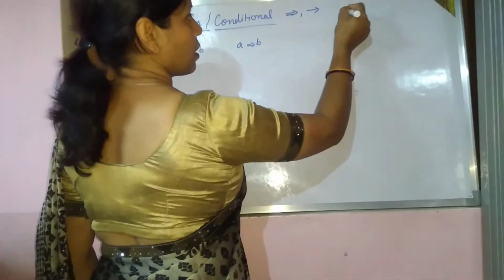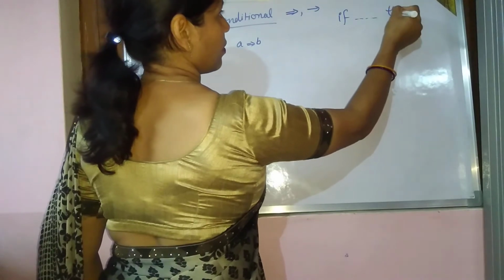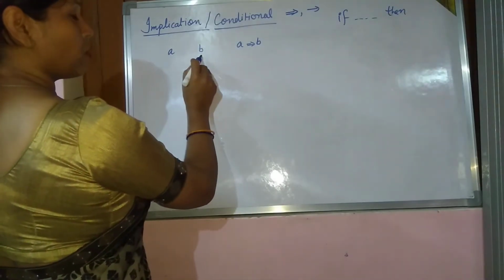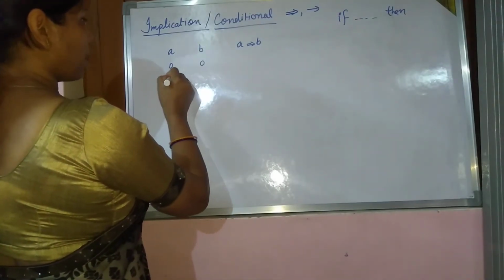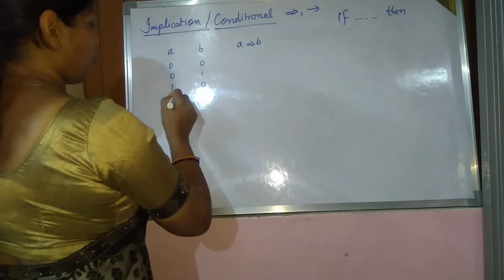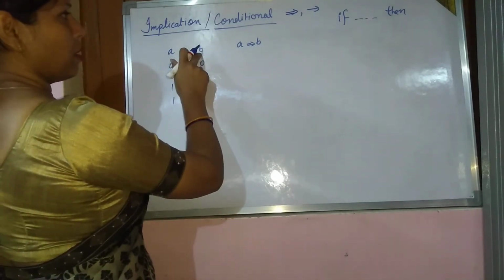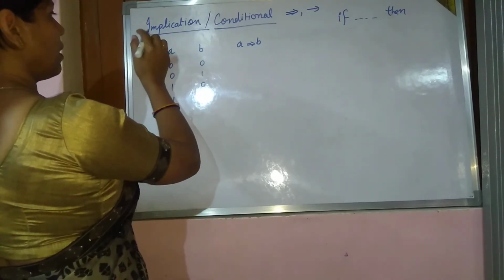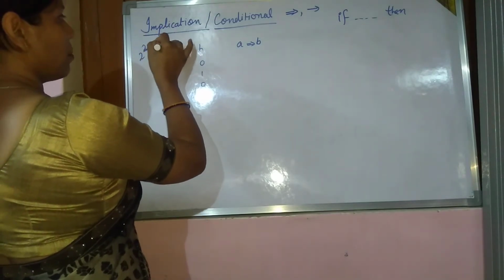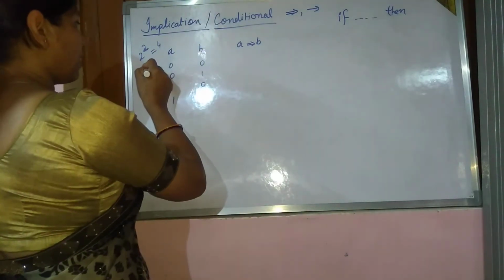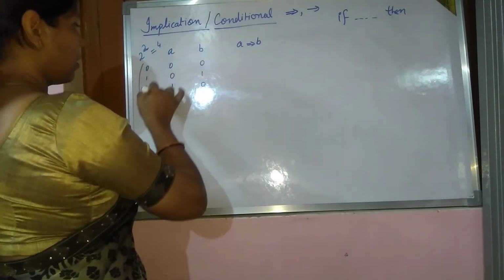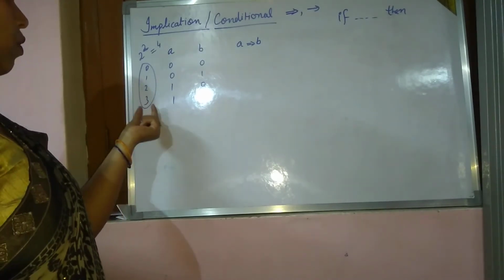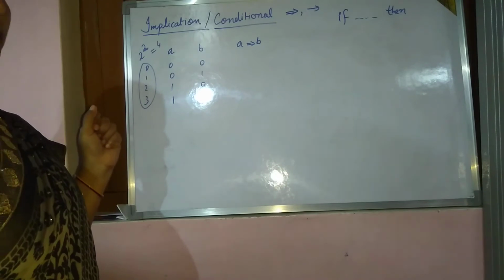It works on if then. Here are two propositions, so you have to write the combinations, which depend on the number of variables. The number of combinations is 2 raised to the power n. The number of variables is 2, then 2 raised to the power 2 means the number of combinations is 4. It starts from 0, 1, 2, 3. So you have to write the binary combinations of 4 numbers.